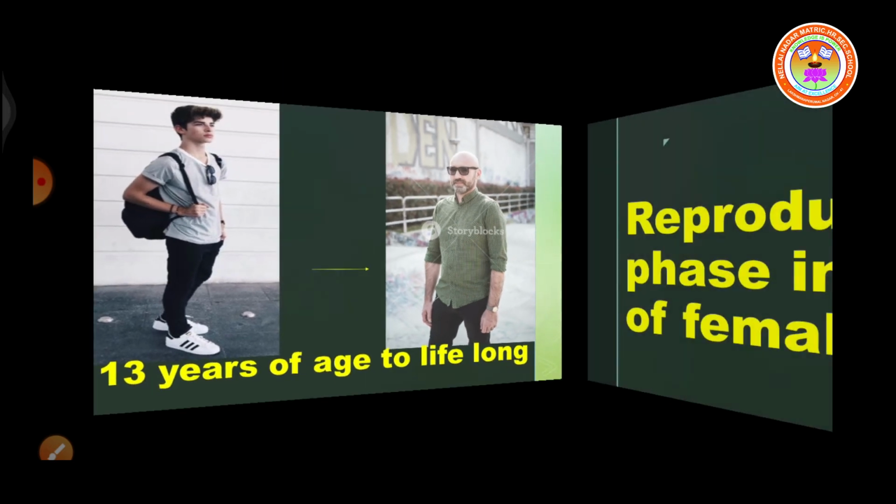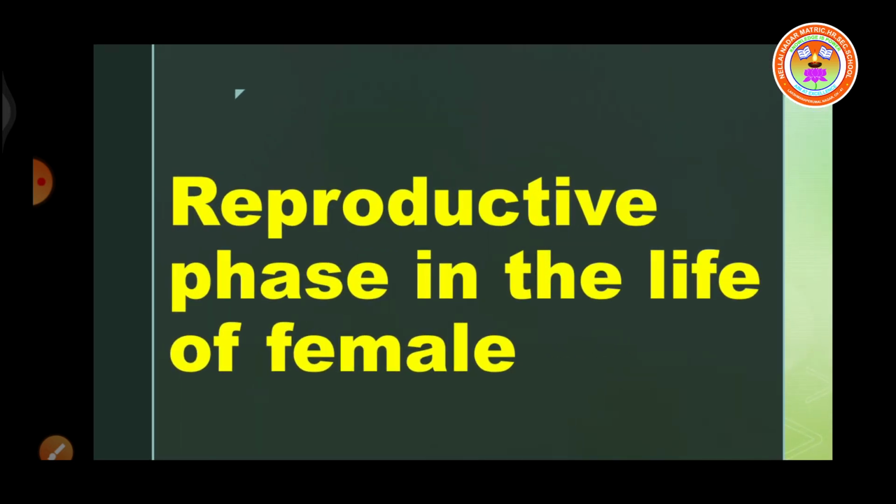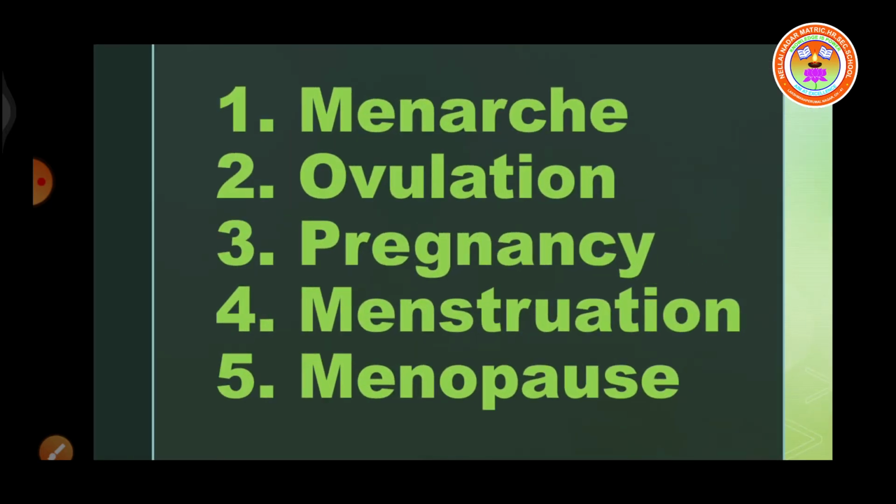Now let us see the various reproductive phases in the life of a female. The reproductive phases in a female are menarche, ovulation, pregnancy, menstruation, and menopause. Now let us see one by one what is happening during these phases.